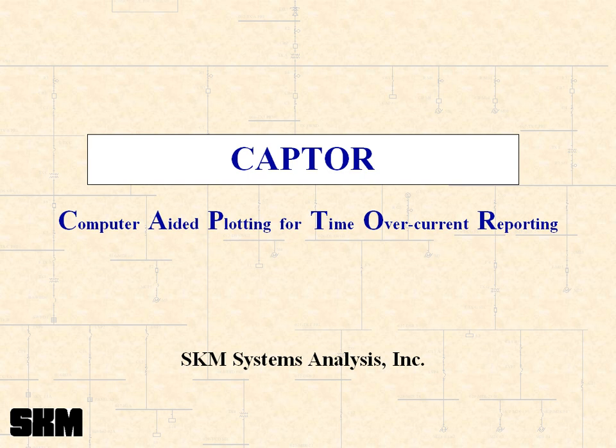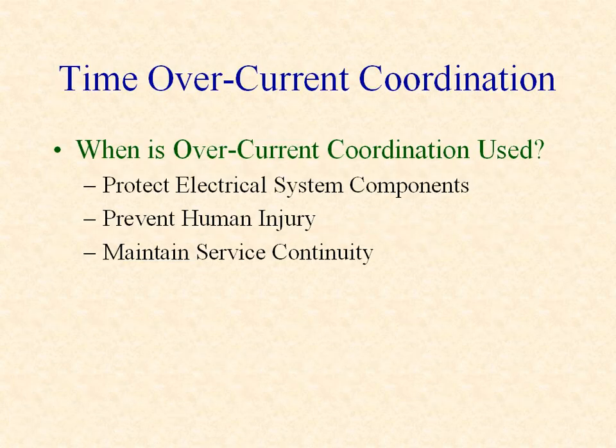This tutorial reviews the Captor software program. Captor is an acronym of Computer-Aided Plotting for Time over Current Reporting. In other words, Captor is used to plot time versus current operating characteristics of equipment that provides overcurrent protection in the electrical power system. Overcurrent coordination is used to protect electrical system components, to prevent human injury, and to maintain electrical service continuity by quickly isolating electrical problems.